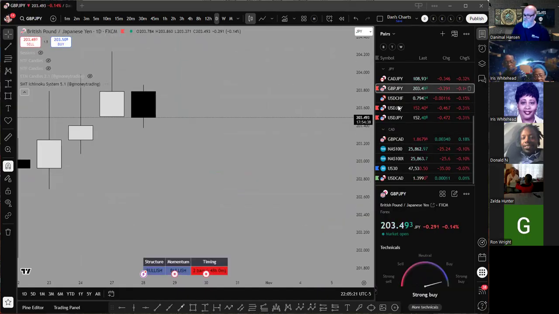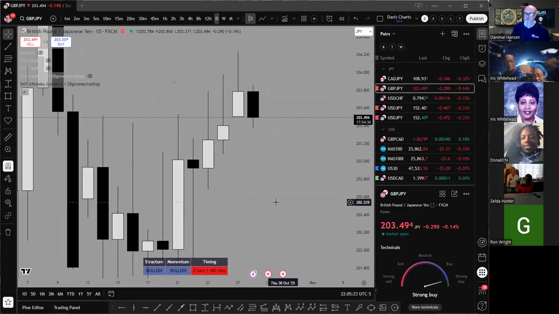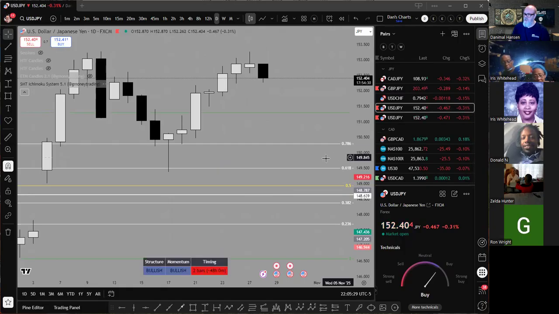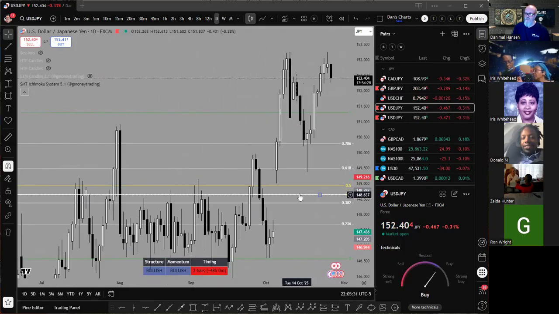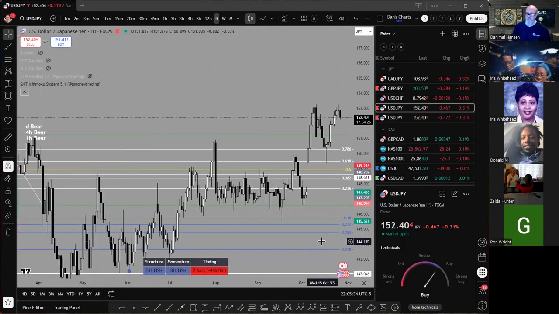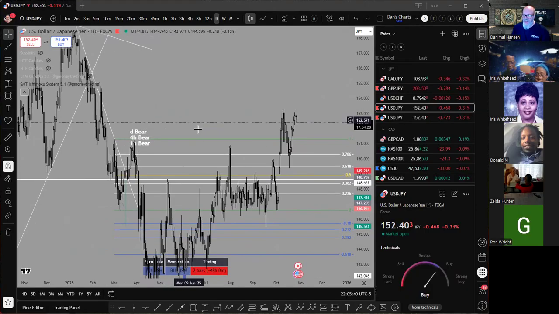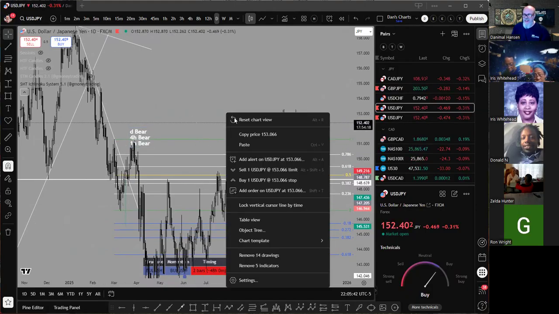When I go to my GJ, look at that. Look at the strong buys, and even UJ, my favorite pair. Oh wow. UJ, look at that. I've been going off this fib forever and a day. This fib is working like crazy. I haven't touched UJ in so long. Pretty cool.